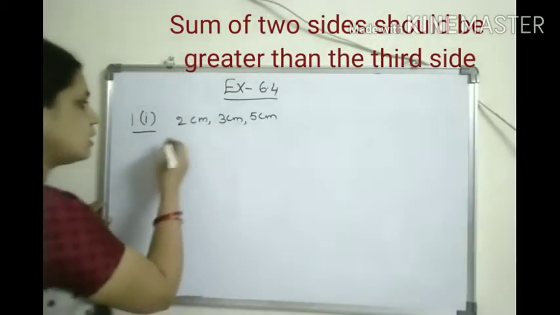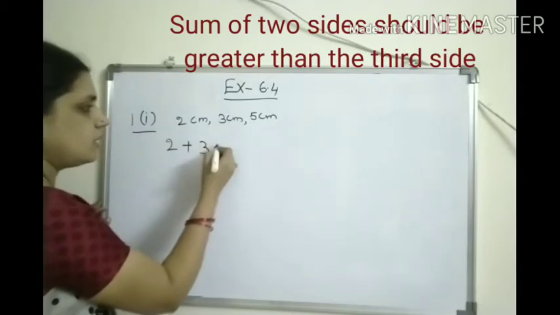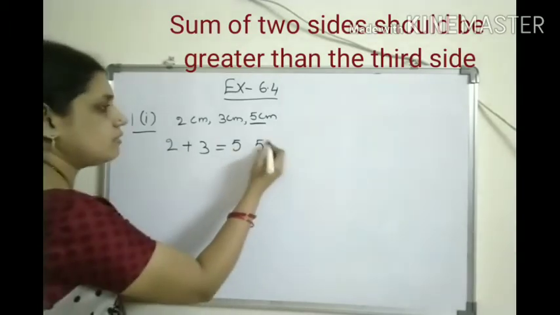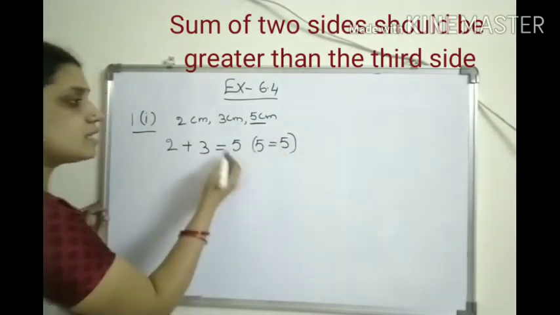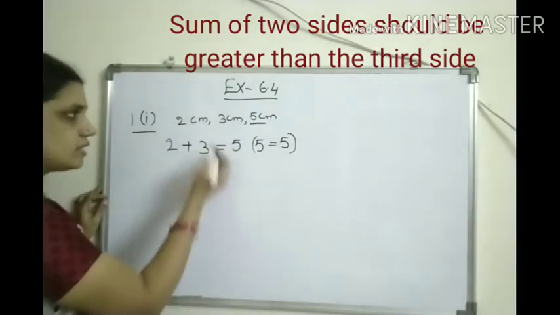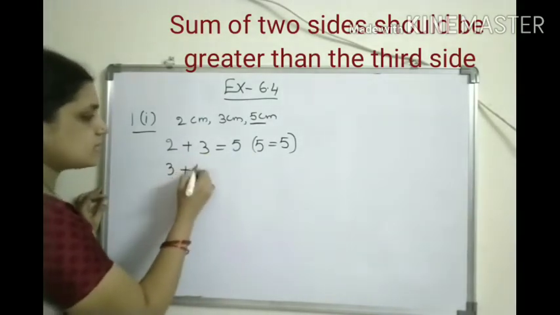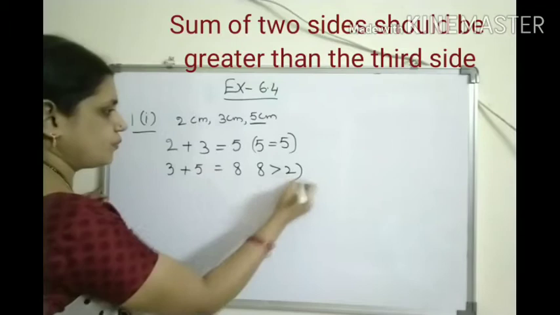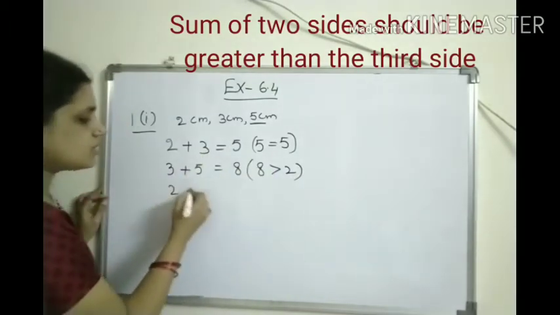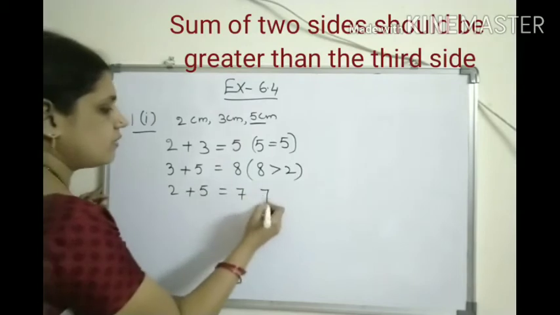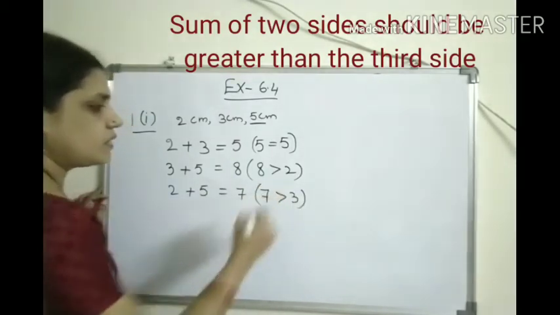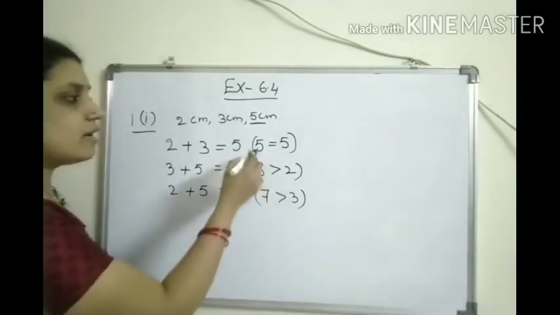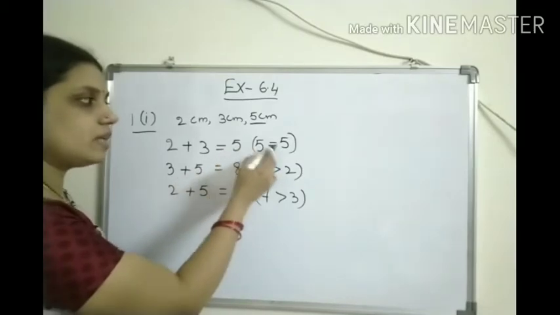So here 2 plus 3 equal to 5. Here the third side is 5. So 5 equal to 5. The sum is equal to the third side. Now we will check the other pairs also. 3 plus 5 equal to 8. 8 is greater than 2. Next one, 2 plus 5 equal to 7. 7 is greater than 3. So here for two pairs we got the sum greater than the third side, whereas for one pair we got the sum equal to the third side.